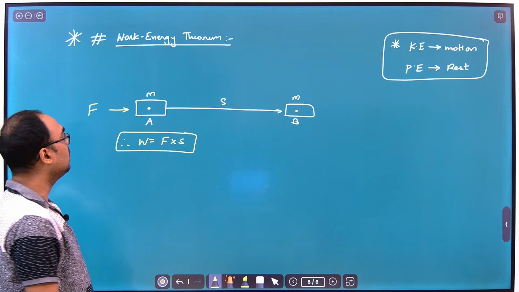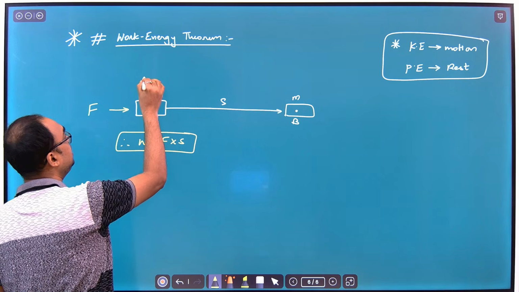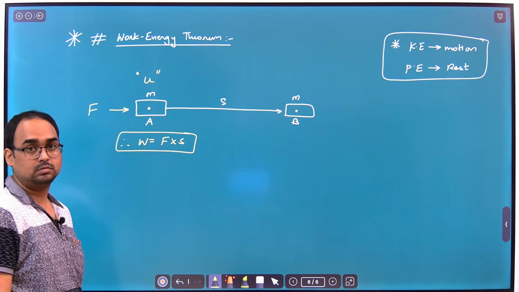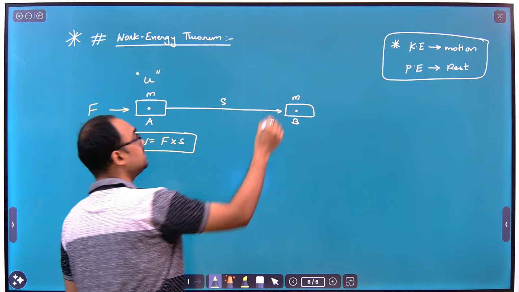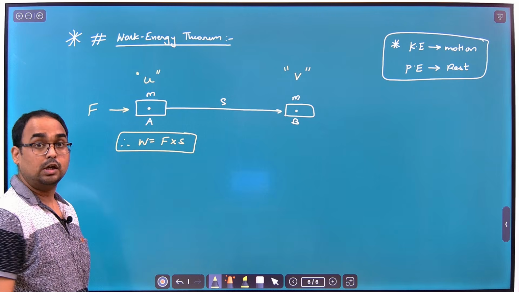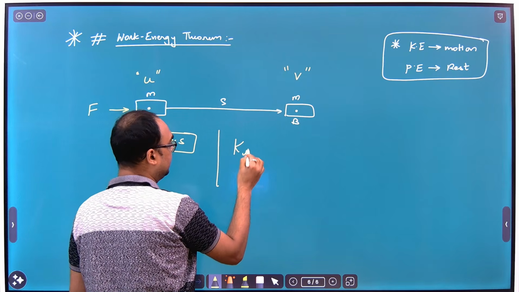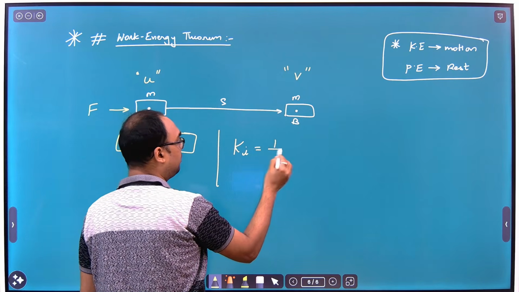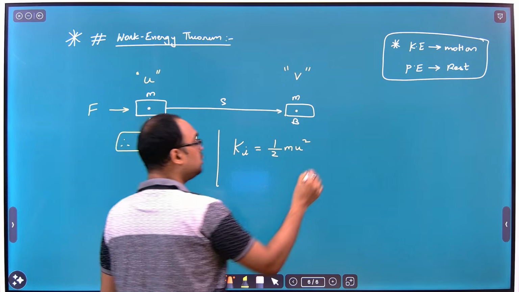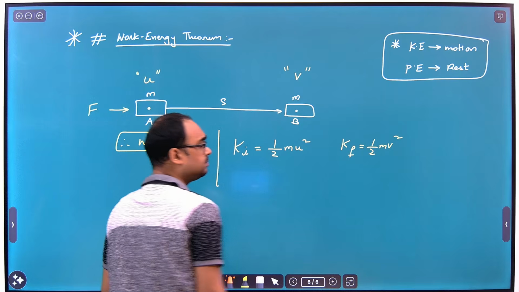Now, if the body was moving, then the body must have had some amount of initial velocity u, and when the body reached B, there must have been some kind of final velocity v, right? In motion, we consider kinetic energy. So what was your initial kinetic energy? Ki is half m u square, because initial velocity was u. Similarly, what was your final kinetic energy? Kf is half m v square.